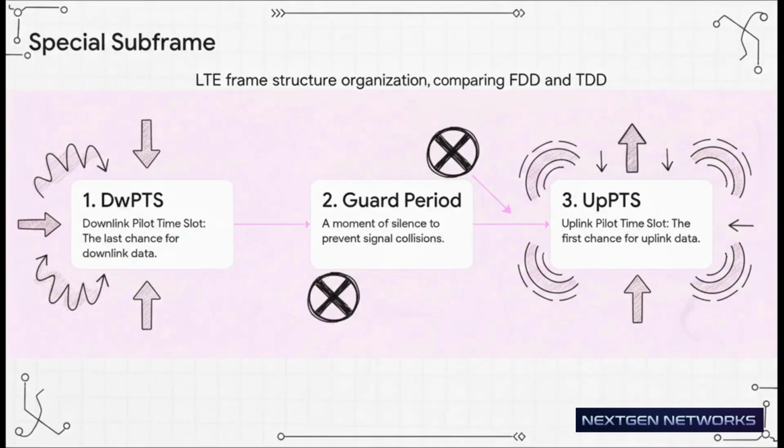And this special subframe is itself split into 3 little parts. First up is the DwPTS, which is basically the last possible chance to squeeze in some downlink data before the switch happens. Next, and this is absolutely critical, comes the guard period, or GP. This is a brief moment of total radio silence which prevents a collision. And finally, you get the UpPTS, which opens the gate for the very first bits of uplink data to be sent out from your phone.